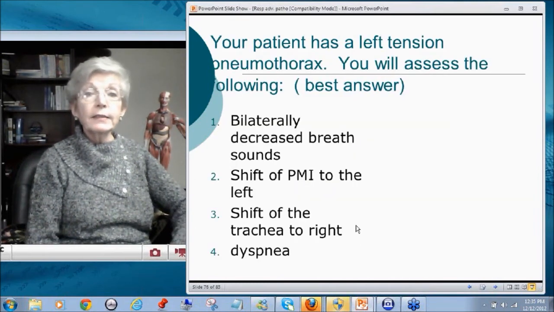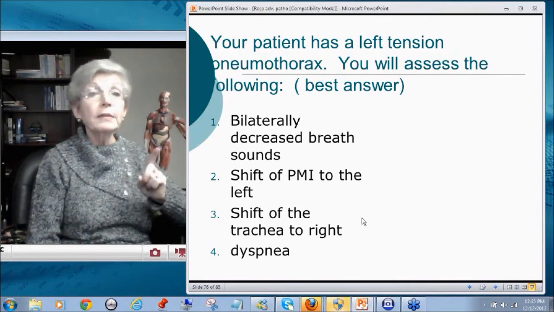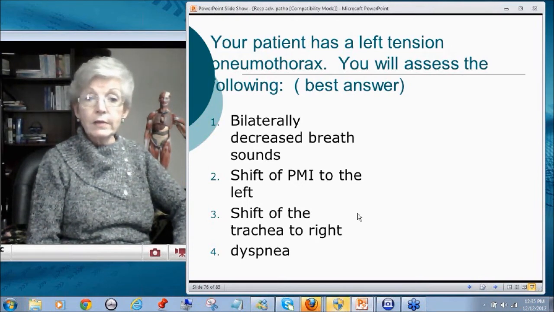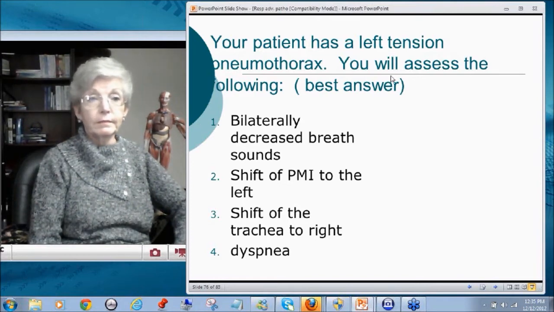So your patient has a left tension pneumothorax. You will assess the following, and what is your best answer? Do you have bilaterally decreased breath sounds, a shift of the PMI to the left, a shift of trachea to the right, or dyspnea? Remember, you've got a left tension pneumo.